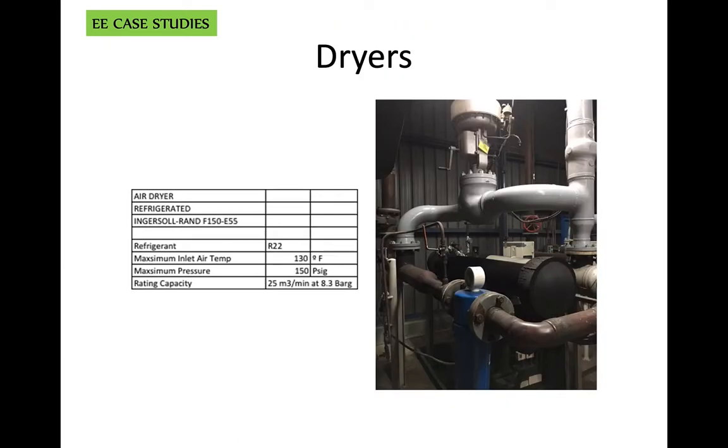If we take a look at the dryers, both are the same brand and the same type. The dryers come from Ingersoll Rand, and all of the dryers here are the same type, with refrigerant R22. They have a rated capacity of about 25 cubic meters per minute at 8.3 bar gauge.